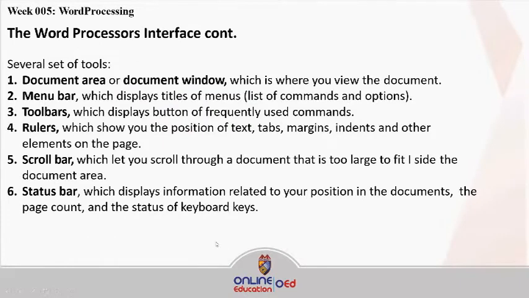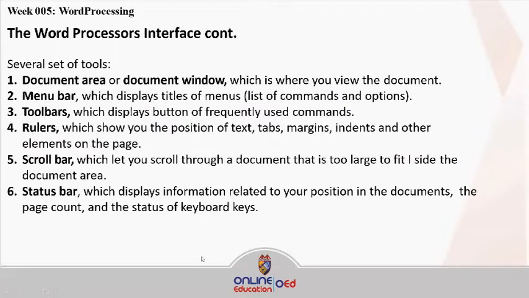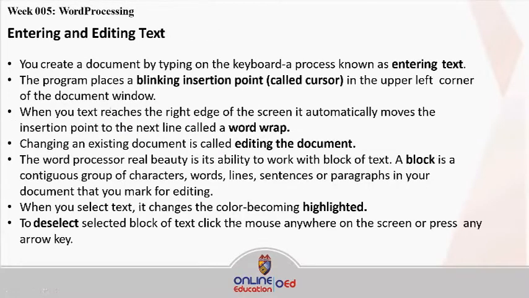And then we have the status bar. So it displays information related to the position in the document. So the page count and the status of the keyboard. So balik tayo. So this part is the status bar where you can see the page numbers or the number of pages of a certain document. You can also see the number of words of a certain document. Yan. So that is the status bar.